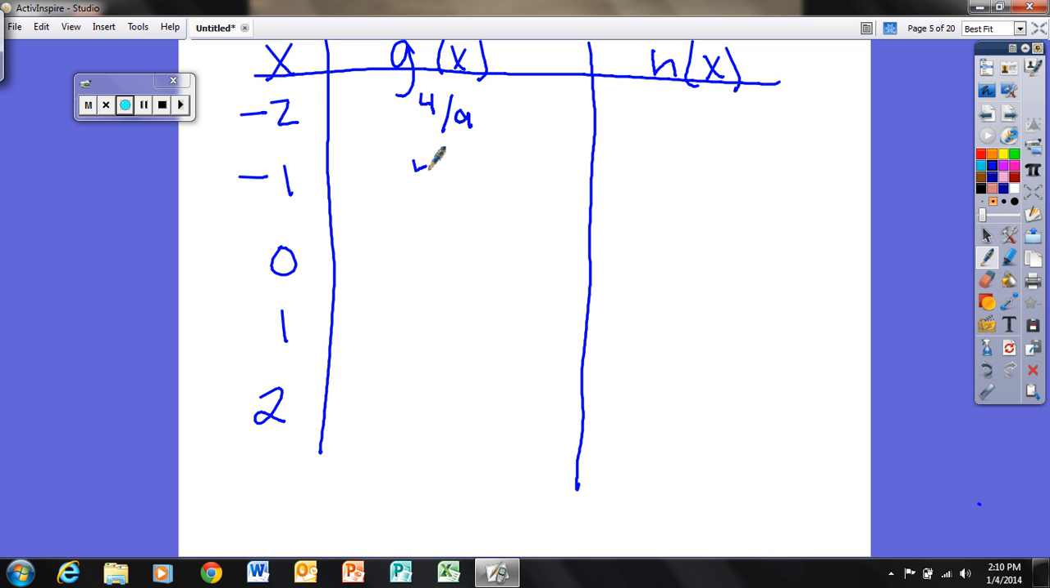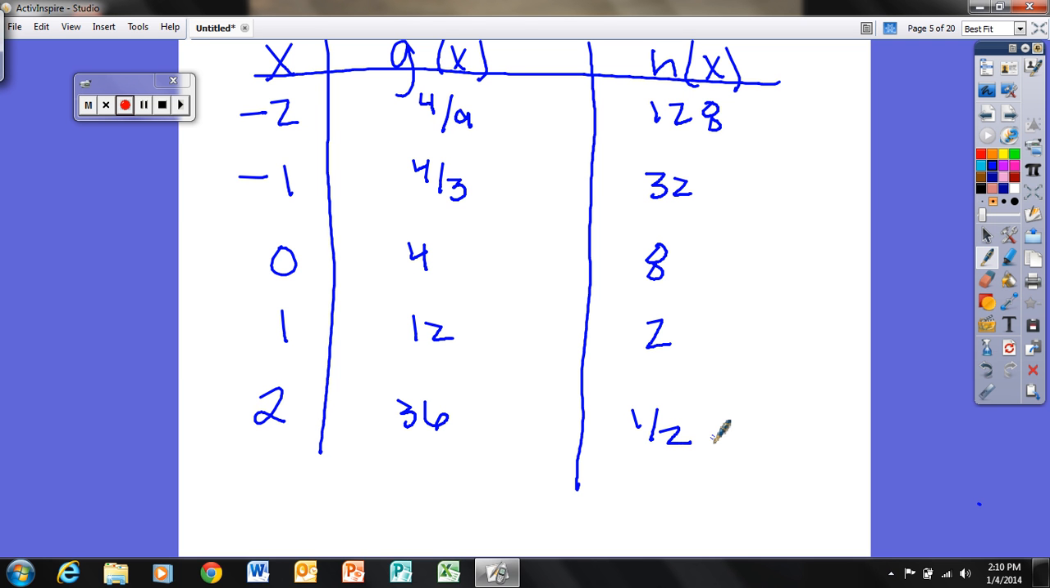That's 4/9. This is 4/3. This is going to be 4. This is 12 and 36. And then for a different problem, you might have something like 128, 32, 8, 2, and 1/2. So just in case I lost you a little bit here, this is two different examples, and these numbers are what I get when I substitute in my x value. -2 for g of x, I get 4/9. For h of x, I get 128. So these are two separate problems here.